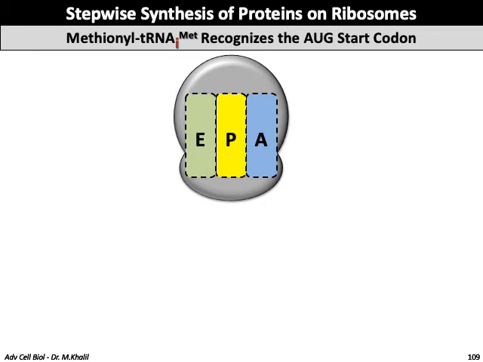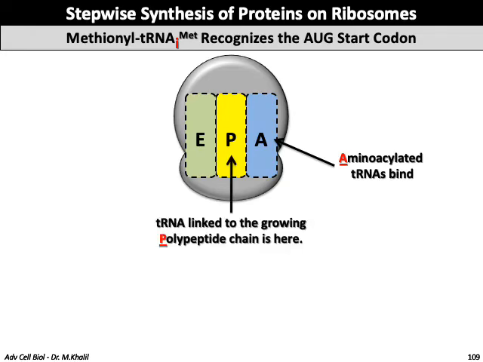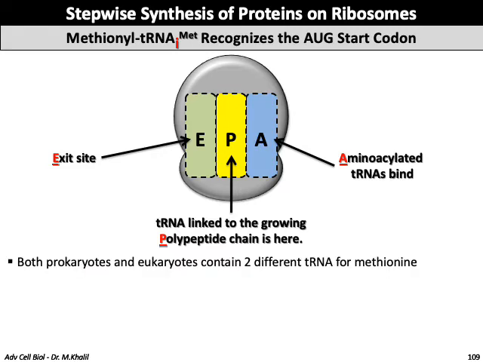Here you can see that the ribosomes generally have 3 sites, the A, P, and E sites. The A site is where the aminoacylated transfer RNA binds, the incoming transfer RNA loaded with amino acid. In the P site, the transfer RNA is linked to the growing polypeptide chain, and the linkage occurs in that site. The E site is occupied by the transfer RNA that already unloaded its amino acid. Both prokaryotes and eukaryotes contain 2 different transfer RNAs for methionine, so it's a specific feature for the transfer RNAs of methionine.